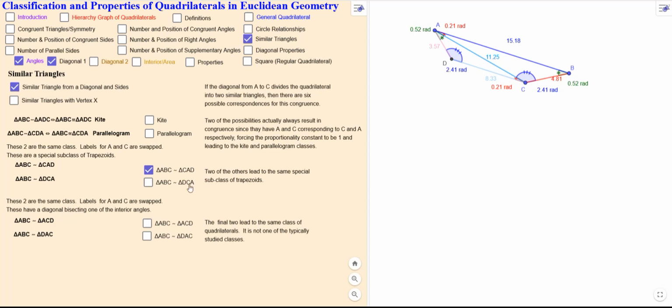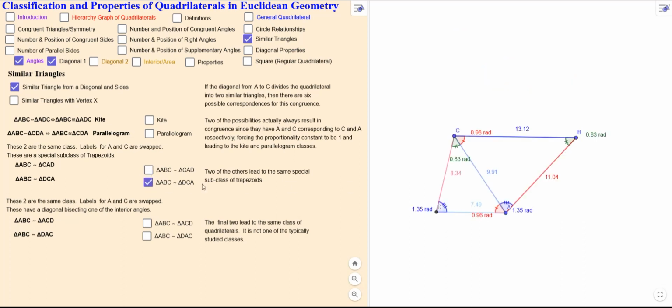So that's kind of interesting. It's a special subclass of trapezoid. And this other one really is the same thing. It's just basically the labels of A and C are just swapped, but you get the same basic relationship here. Okay, so those are the two. Basically, this is the same setup. Let me show you how A and C, it's just sort of, if you put the B up here and the D down here, that is basically just swapping the labels on A and C here. Otherwise, they look the same thing. So those are the same class.